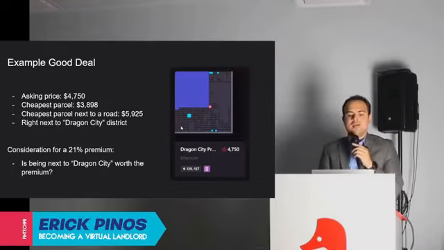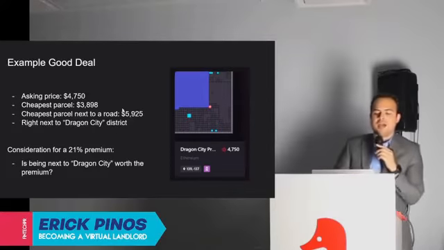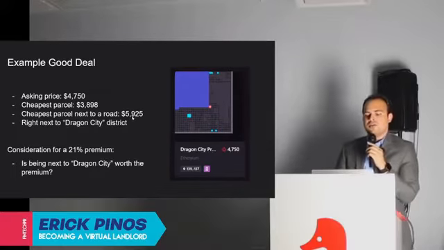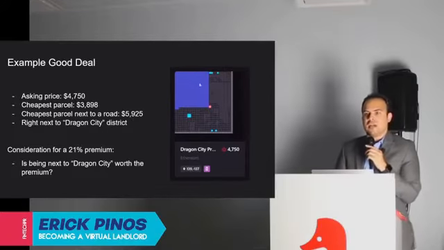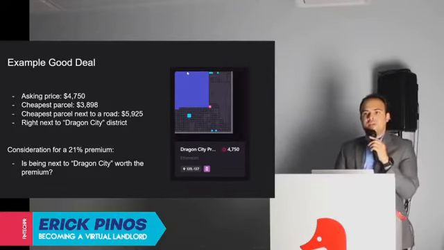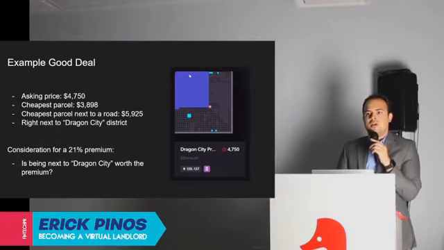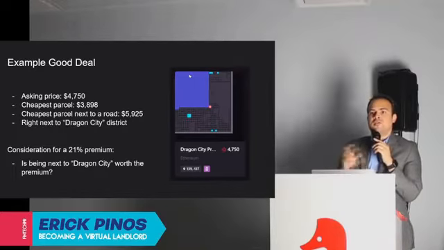4,750 MANA. That's $4,750, right? As mentioned before, the cheapest parcel right now is about 4,000, and the cheapest one next to a road is 6,000. This one's not next to a road, but it is right next to Dragon City. Now, Dragon City is a famous Decentraland district. Very high Asian influences. They do a lot of parties, and they get a lot of audience from Asia, from Singapore, China, Japan.